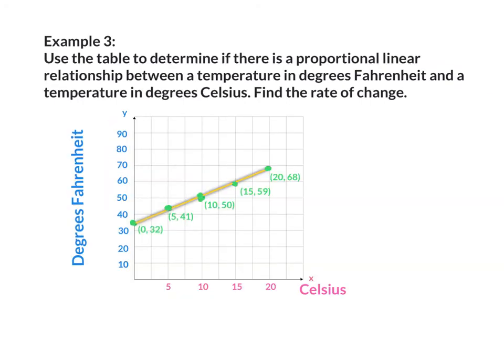Example number 3. Use the table to determine if there's a proportional linear relationship between a temperature in degrees Fahrenheit and a temperature in degrees Celsius. Find the rate of change. So we're going to find the rate of change first. And I know that the rate of change is the change in y over the change in x, which is also my rise over my run. And we know the rise over the run as slope. So first I'm going to select 2 points. I'm going to select (10, 50) and (15, 59).